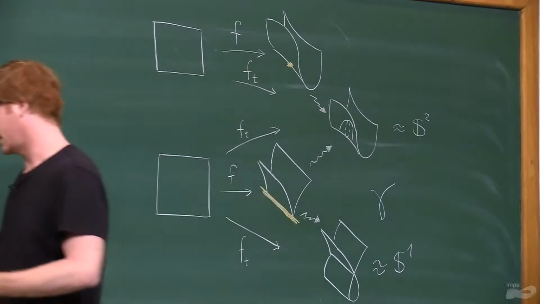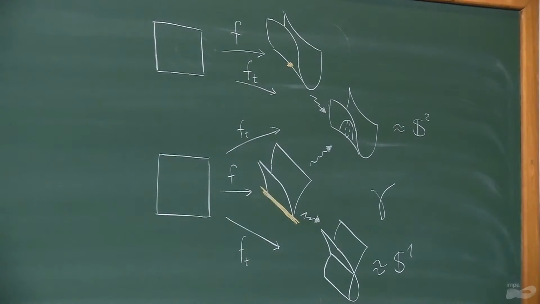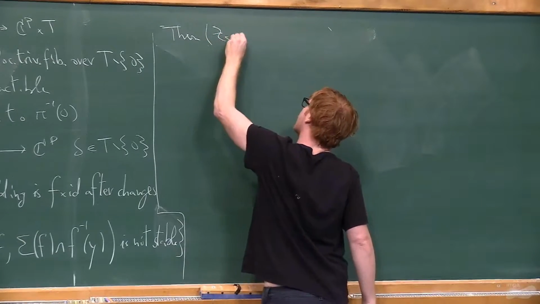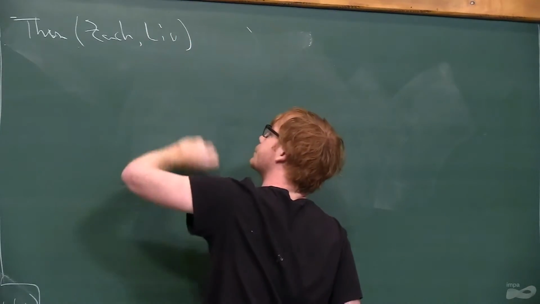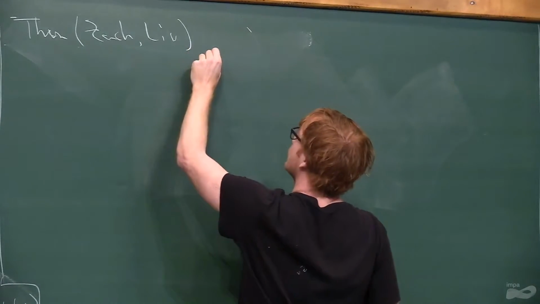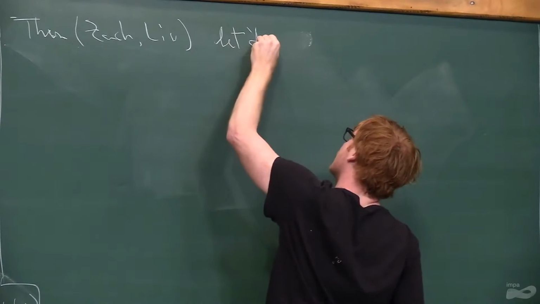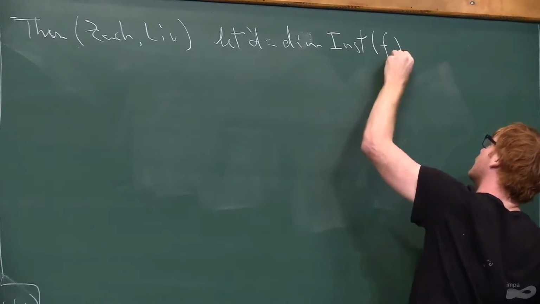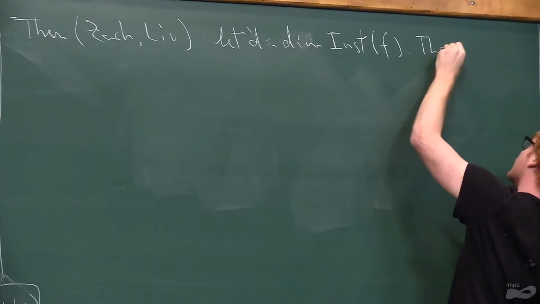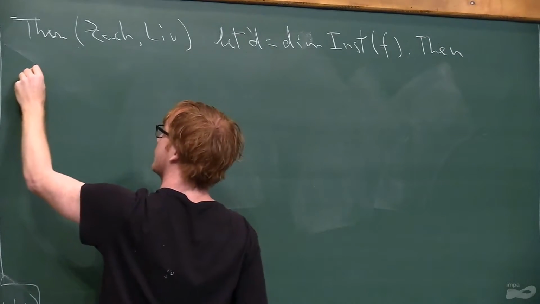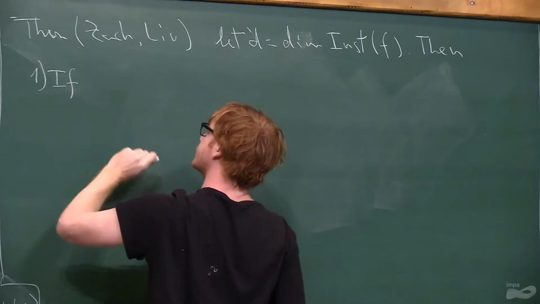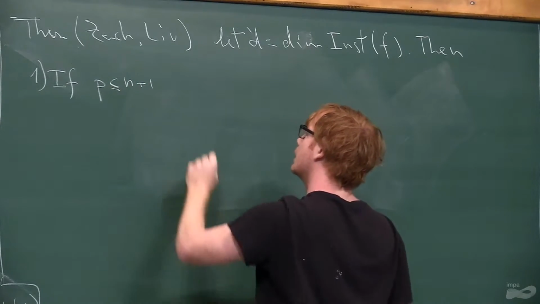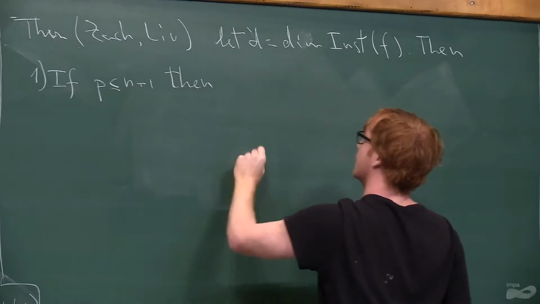So now I can state the theorem. The theorem, with Sack and Liu, is: let D be the dimension of the instability locus. Then there are two cases. If P is smaller than or equal to n plus 1, then you have the same thing as in Kato-Matsumoto.